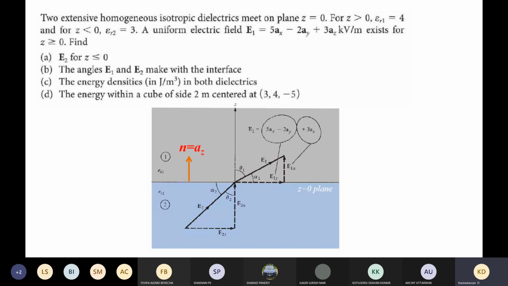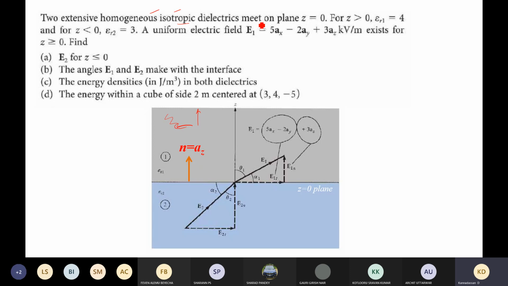Let's take a simple example so that you can easily understand how to calculate these field components. For this, you're supposed to remember the boundary conditions. And the second thing you should know is how to calculate the normal and tangential components. So there are two extensive homogeneous isotropic media available. Homogeneous isotropic medium means throughout this region you will get uniform dielectric constant and conductivity. And isotropic means in both directions you will get the same dielectric properties. There is no change. So homogeneous itself already means that.